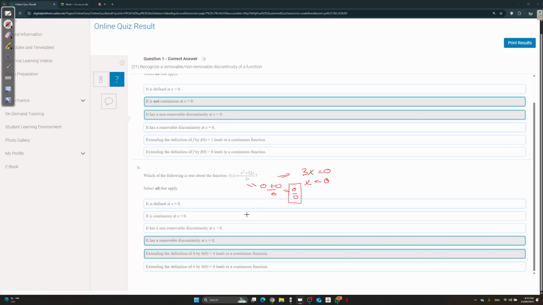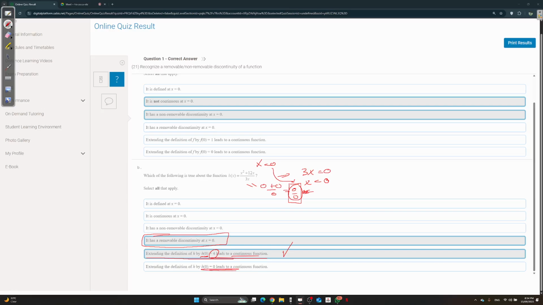So is this removable or non-removable? I told you if it's 0 over 0, it's removable. Okay, so you get removable discontinuity. Now they said extending the definition of h by h of 0 equals 4 leads to a continuous function. What they're trying to say here is at x equals 0, the function gives me 0 over 0. So they're saying, let's say h of 0 was equal to 4. Would that give me a continuous function? Yes, it would. Why? Because right now it's 0 over 0. You don't want 0 over 0.